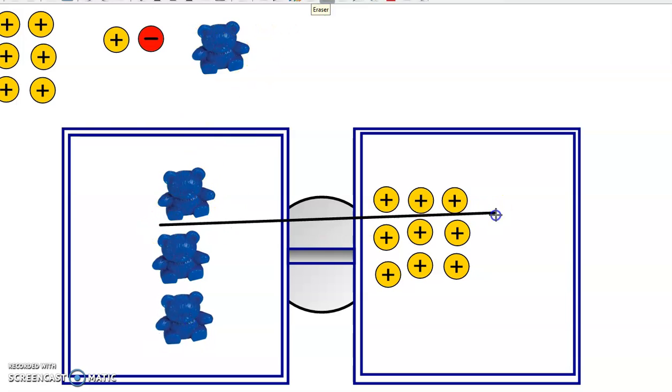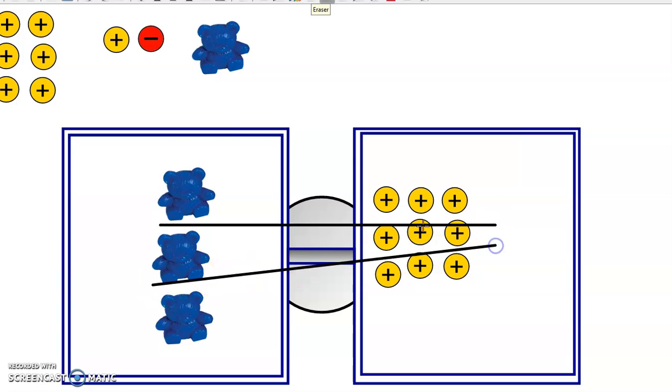All right, here we have 1. And there's another, right? So then we have 1 is equal to 3. 1 bear is equal to 3.